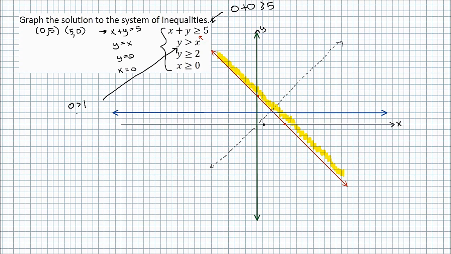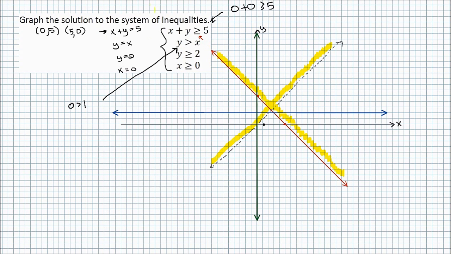Is it true that 0 is greater than 1? And the answer is no. So that means you're going to shade the other side of this gray dashed line. In other words, I'm going to shade this side of the gray dashed line. You can see it starts getting real messy here, right?